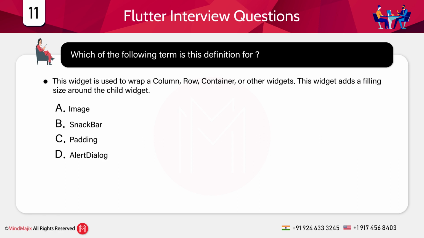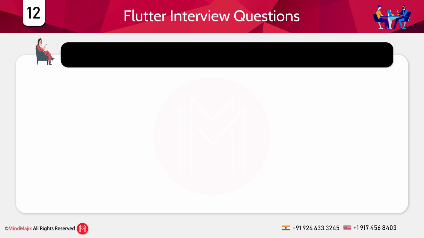So we already know that the answer will be, let's check, C, padding. So padding is a widget which will help you to give the required spacing within the element. So obviously when you have a container and in the center you have some text, with this padding inside it, you can give some spacing between the text and the edges of the container. Let's move on to the 12th question.